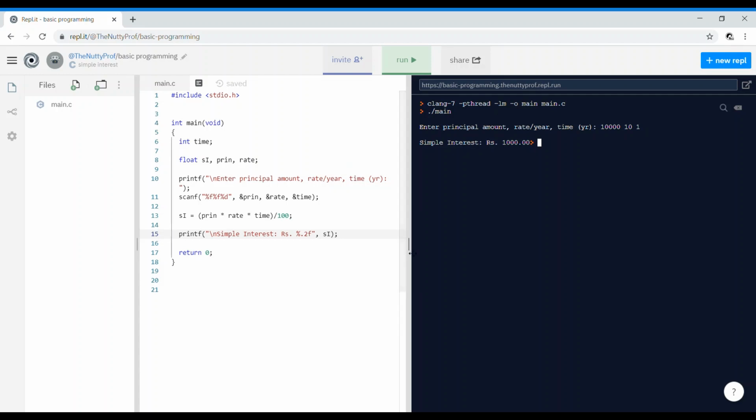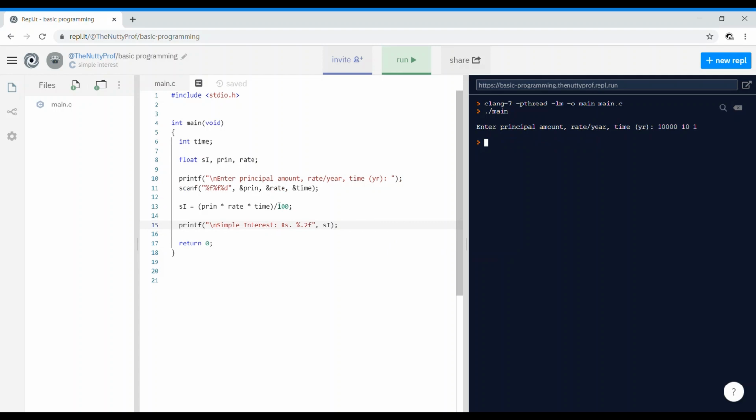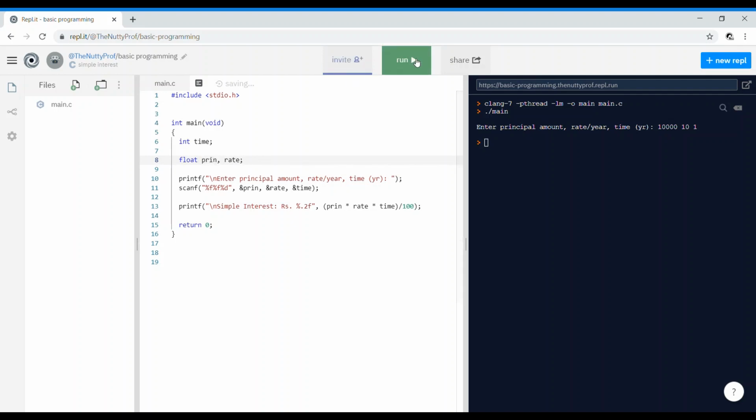Now to shorten it down, what you can do is copy the entire formula of principal into rate into time by 100 into the position here, and you can get rid of this, and thereby you can get rid of SI also, and run the program again. The same values, you can put 10,000 and rate is 10% and year is 1 year, and you will get the answer.